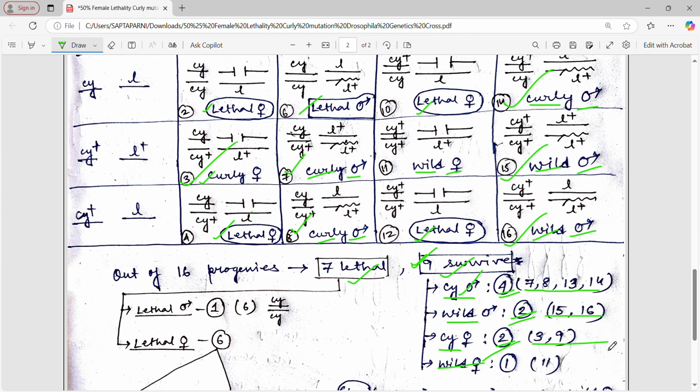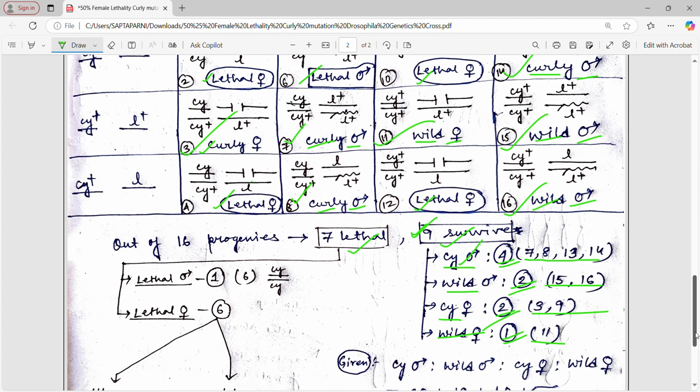Okay, and how many wild females are there? There is only a single wild female, that is in the box number 11. Okay, in the box number 11. So 4 plus 2 is 6, plus 2 is 8, plus 1 is 9. So 9 surviving individuals are in this ratio.